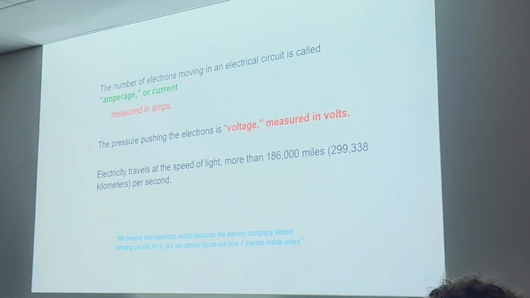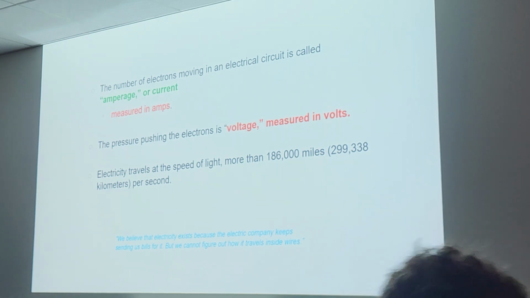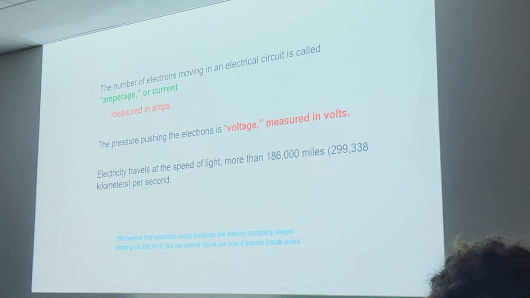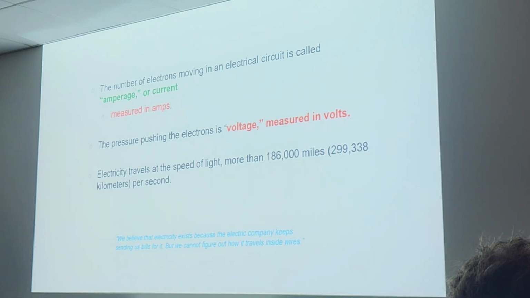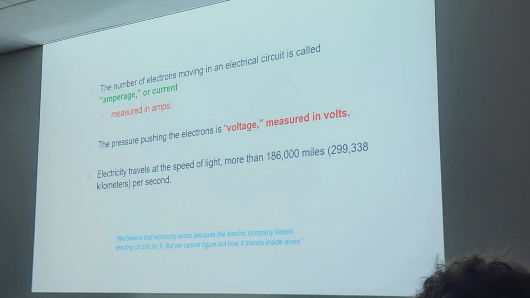So the number of electrons moving in the electrical circuit is called amperage or current, and is measured in amps. And then voltage is the pressure that's pushing the electrons, which is measured in volts. And then electricity travels at the speed of light, which is 3 times 10 to the power of 8.